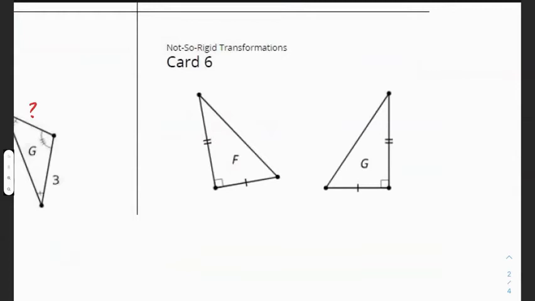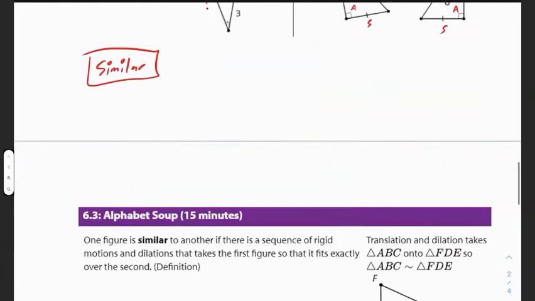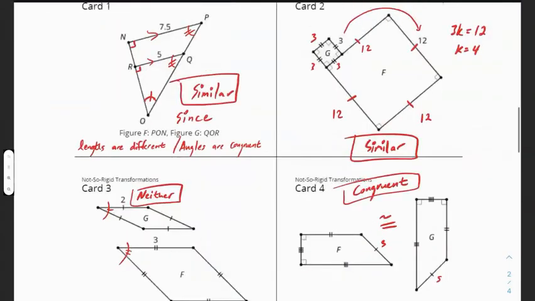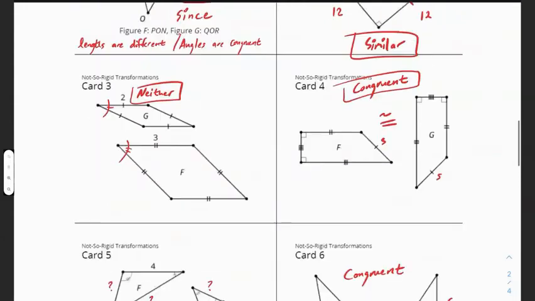What do we have? This side is congruent to that side. This angle is congruent to that angle. This side is congruent to this side. They're both right triangles, right? We don't necessarily have the hypotenuse here, but we have side angle side. So that means that these two are congruent. Okay. And yeah, so that was the card sort. Nice quick rundown of similarity, congruency, or neither, right?